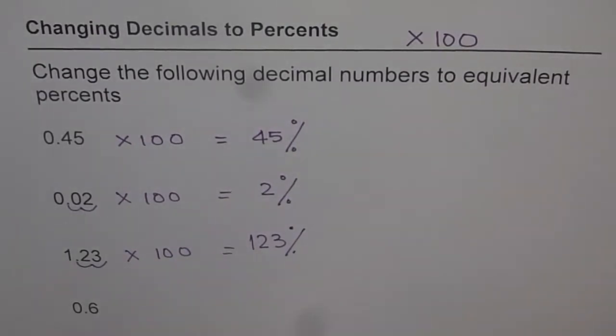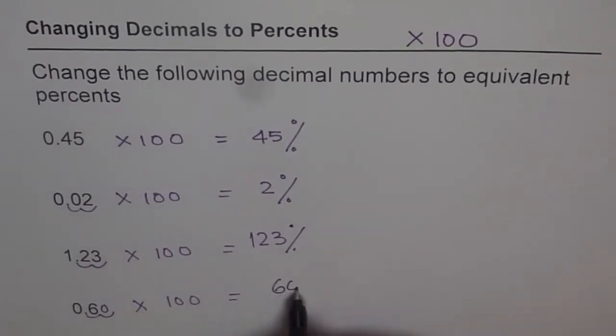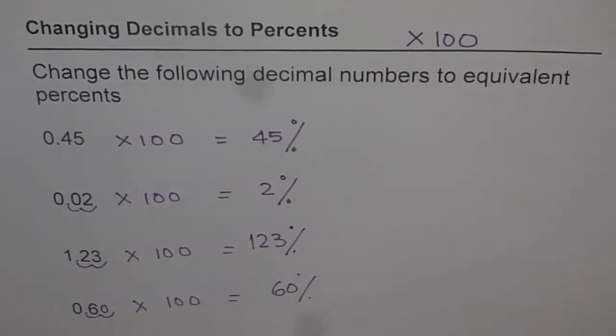How about this? Times 100. Sometimes you can use a calculator also. Now, for one place, and for another place you need to add 0. So you get 60%. Is it okay? So that is how you can convert your decimals to percent.